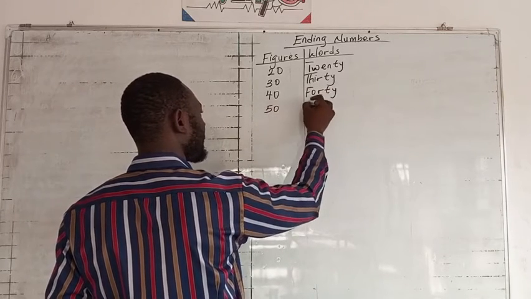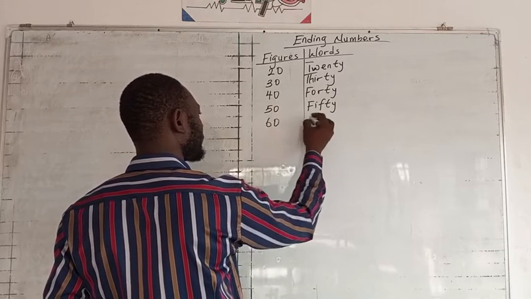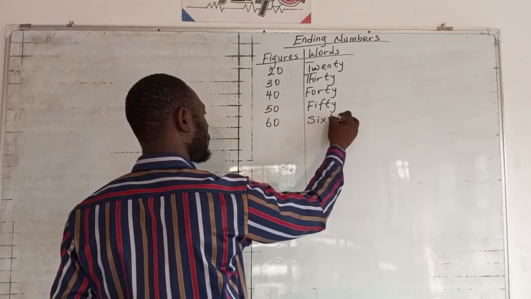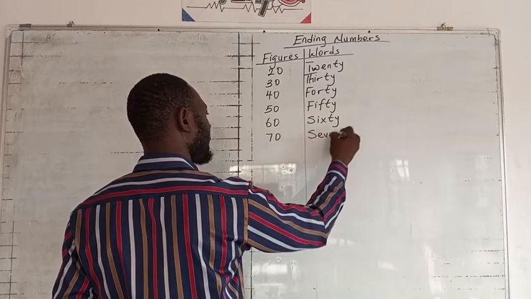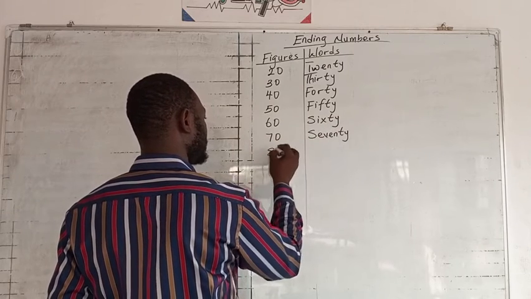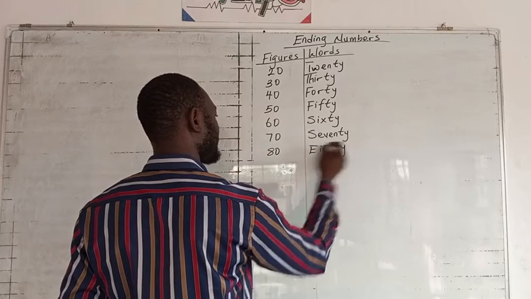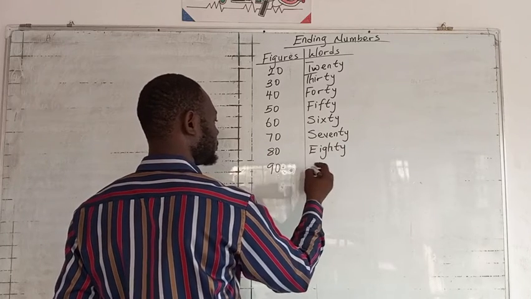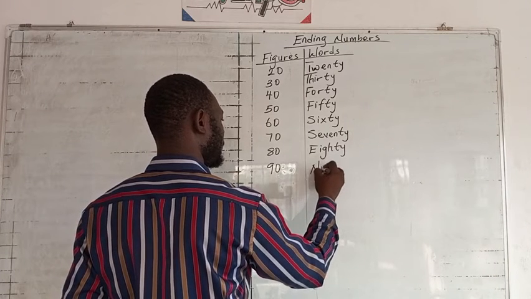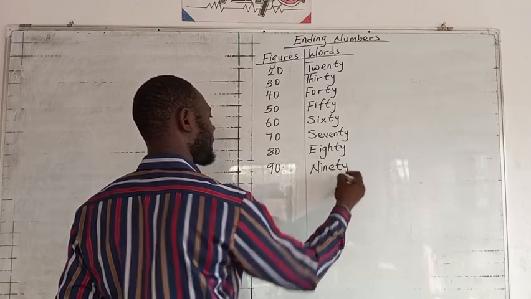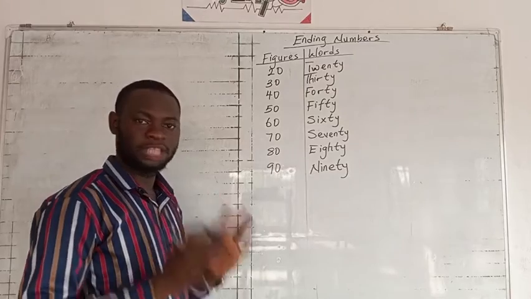50, 60, 70, 80, 90. So these are the ending numbers in tens.